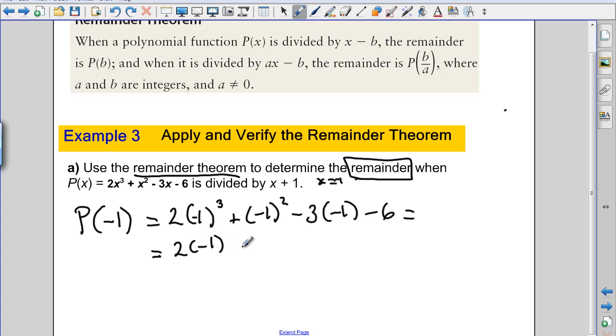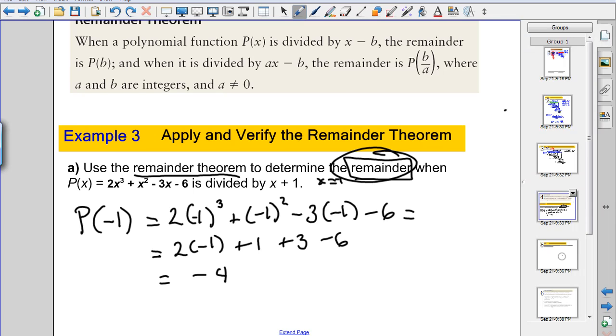Plus 1, plus 3, subtract 6. And so when I solve this, I can add them up very quickly. Negative 2 plus 1 is negative 1. 3, that should be negative 4. So the remainder, when I divide x plus 1 into 2x cubed plus x squared minus 3x minus 6, is going to be negative 4. So just be careful what they're asking.